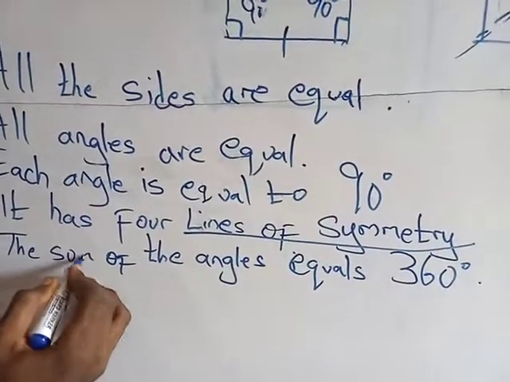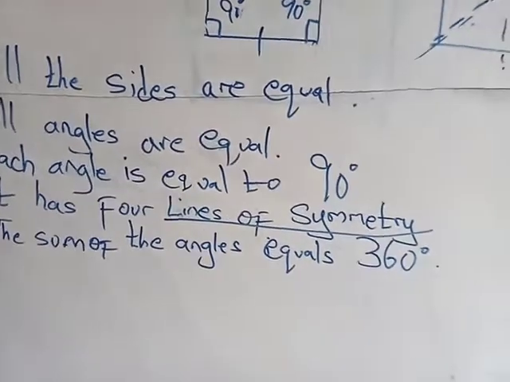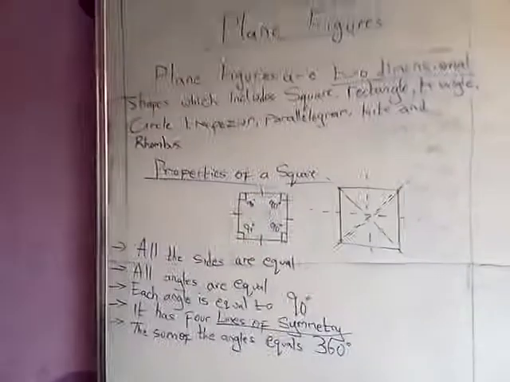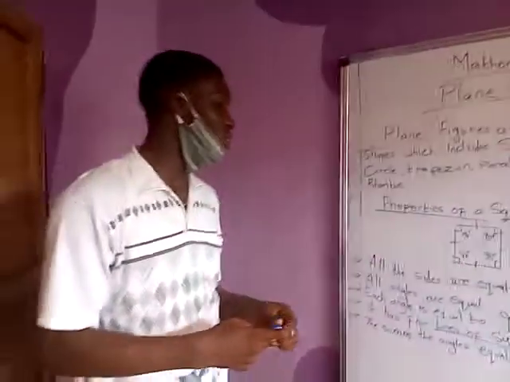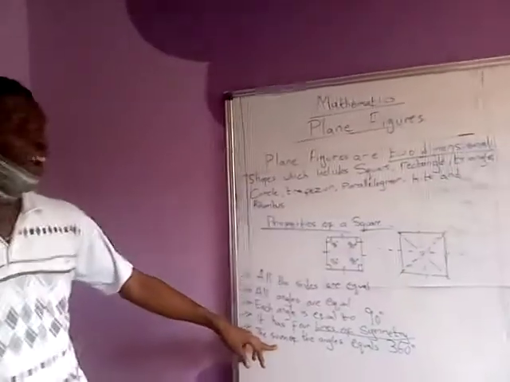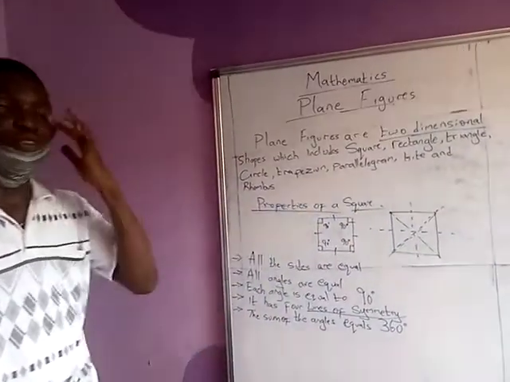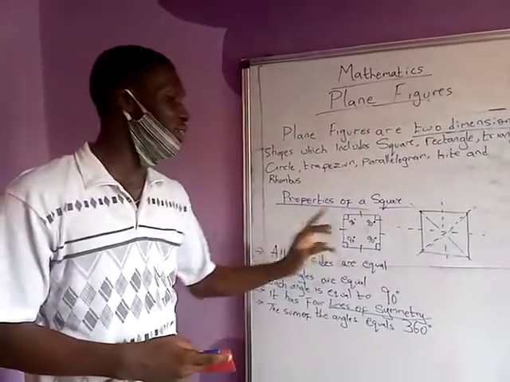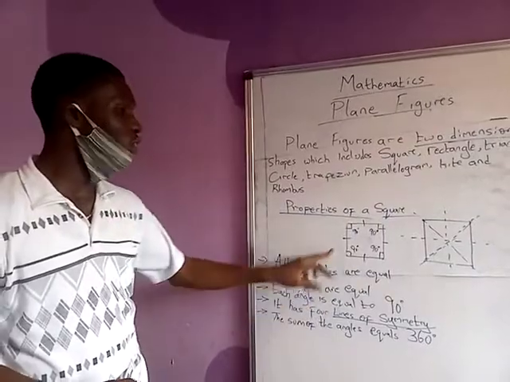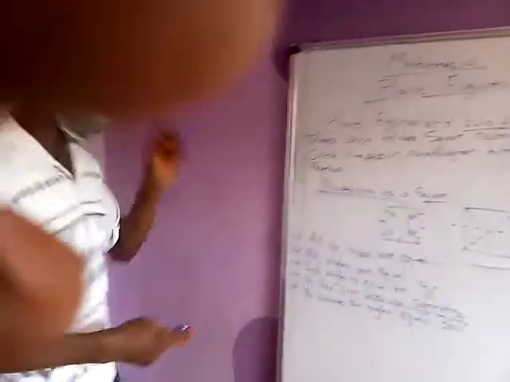The sum of the angles equals what? 360 degrees. When we say the sum, sum means what? The addition. The total of all the angles inside the square equals what? 360 degrees. When you add the 90, I told you that each one of the angles is 90 degrees. So when you add the 4 of 90 together, you get 360.